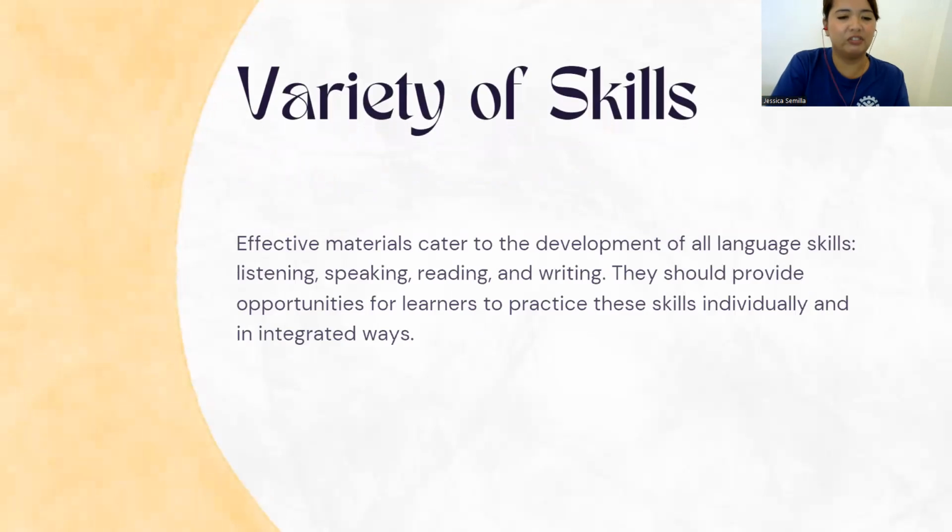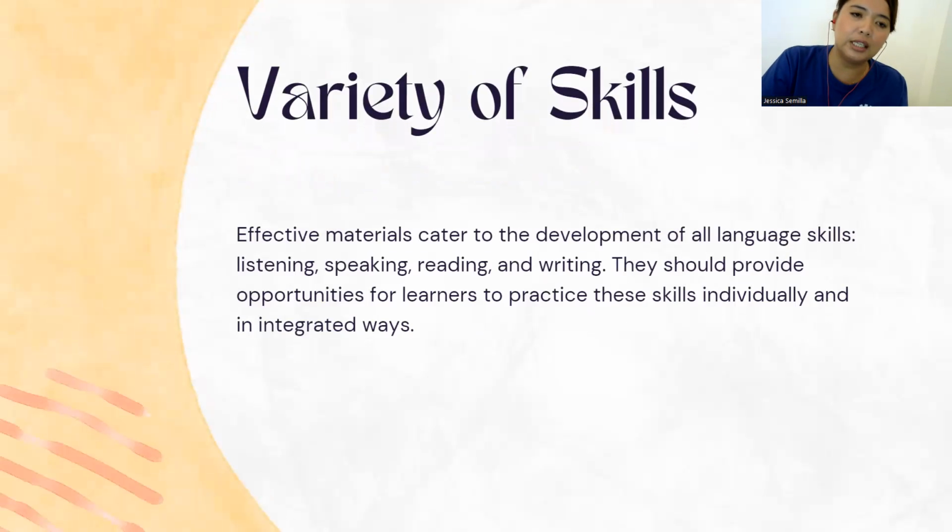Next one is variety of skills. Variety of skills is basically that effective materials should have a development of all language skills: the listening, the speaking, the reading, and writing. In short, in all your activities, you should have those varied skills so that the students would have practiced those varied skills, and therefore it could lead to higher order learning.